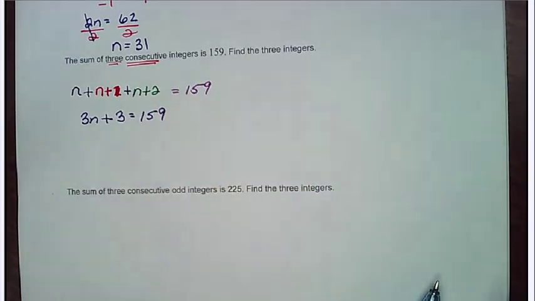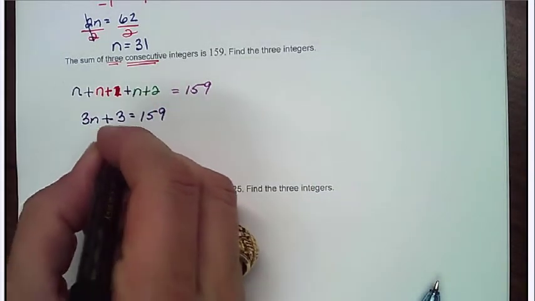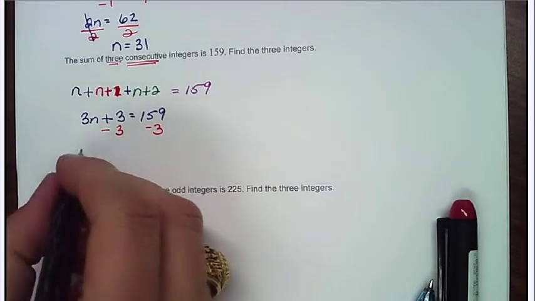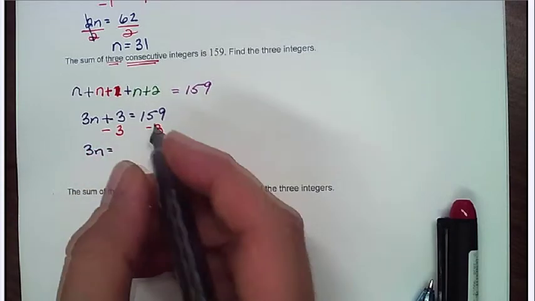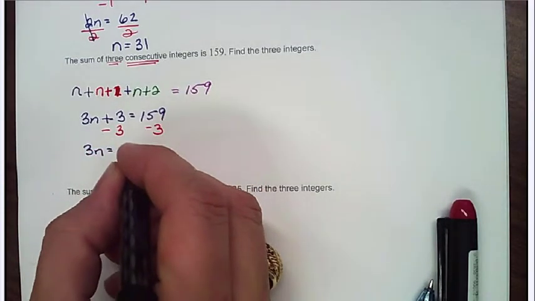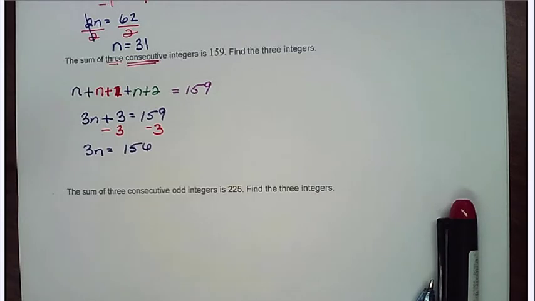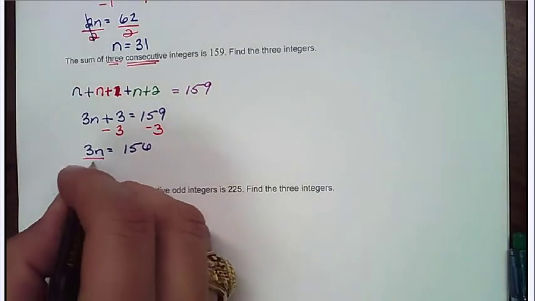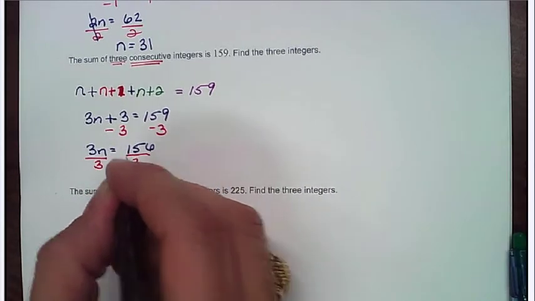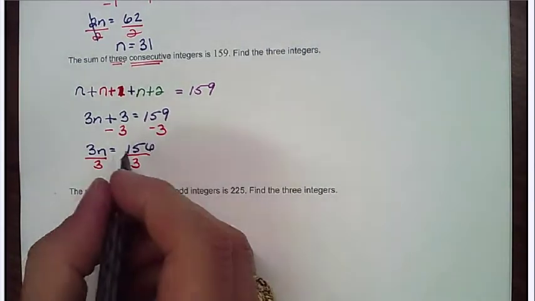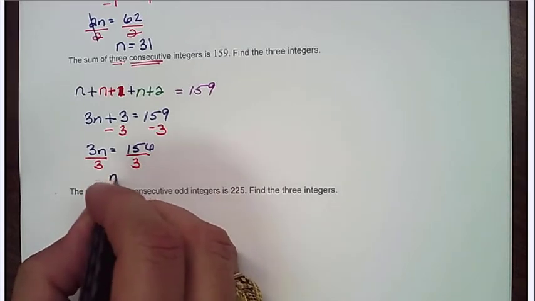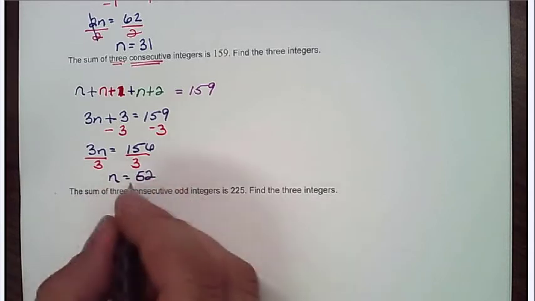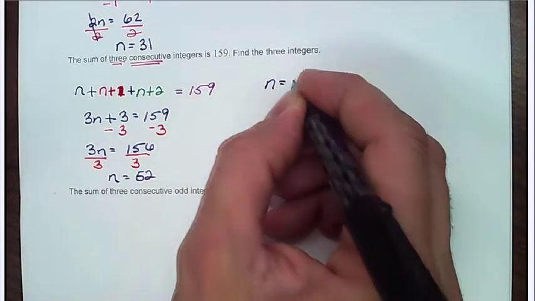Well, solving this linear equation, I've got to subtract my 3. And then I'm going to get 3n is equal to 159 minus 3. That's going to be 156. Dividing by 3. 3 will divide into 15 evenly 5 times. 3 will divide 6 2 times, so I know that my n is equal to 52.